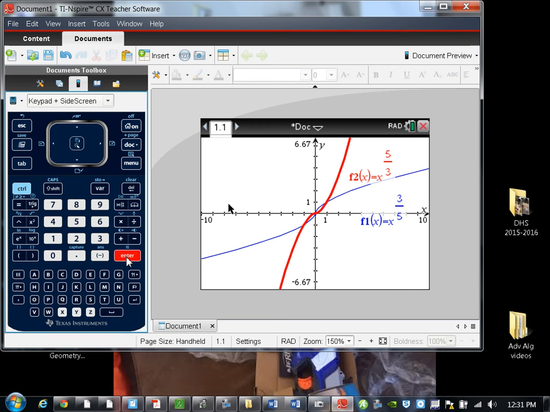And since it's not an exponential function, we don't have to worry about the horizontal asymptotes. We haven't gotten there yet.